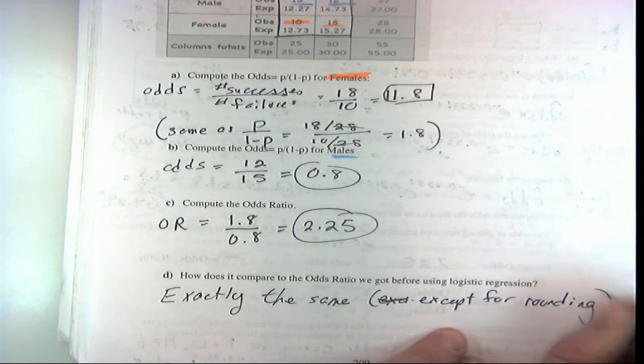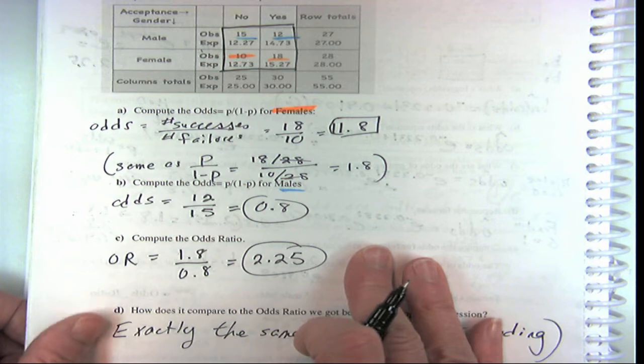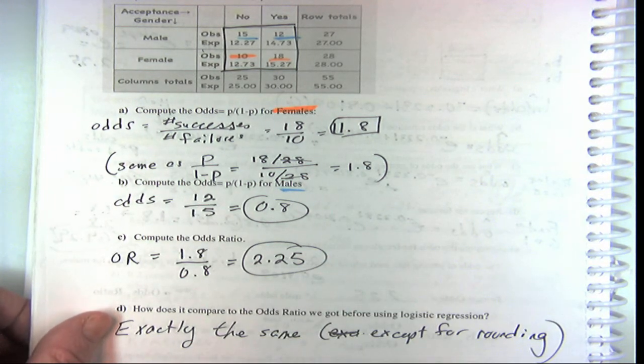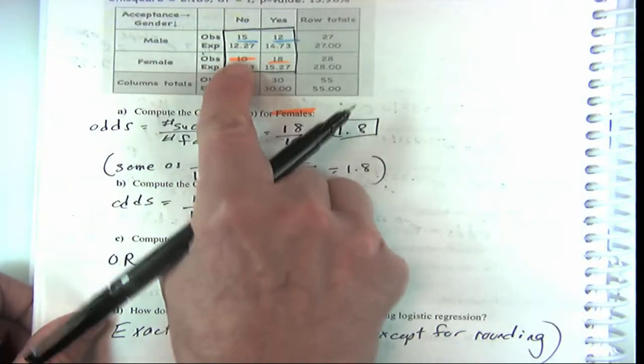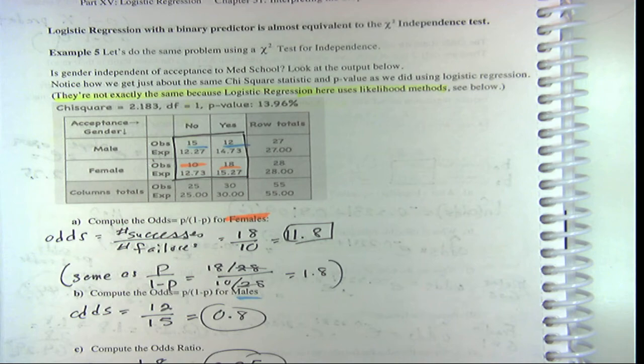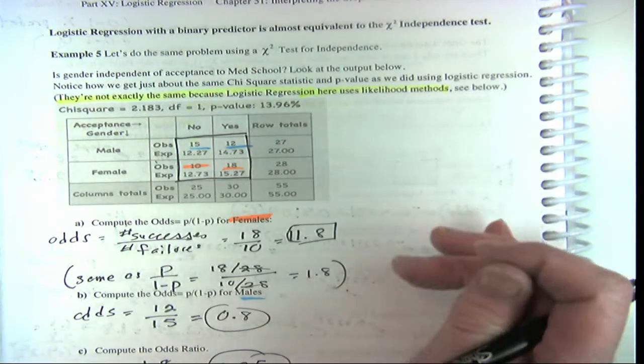What's not the same? The odds ratios are going to be the same. Remember, maximum likelihood methods maximize the likelihood of getting the data that you see, and this is the data we see. So it's going to be using these odds ratios, so it's going to be exactly the same.